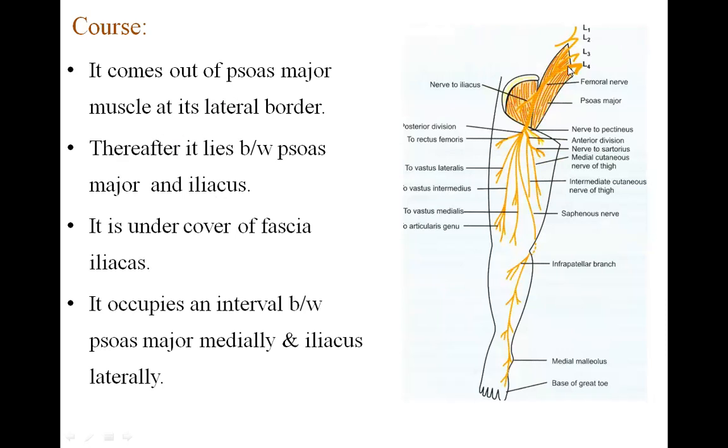After the formation, the initial part of the nerve lies in the psoas muscle. Then it will come out from the lateral margin of the psoas major muscle, and then it lies between the iliacus and the psoas major muscle. Okay. Then here it is under the cover of the fascia iliacus. It occupies the interval between the psoas major medially and the iliacus laterally.